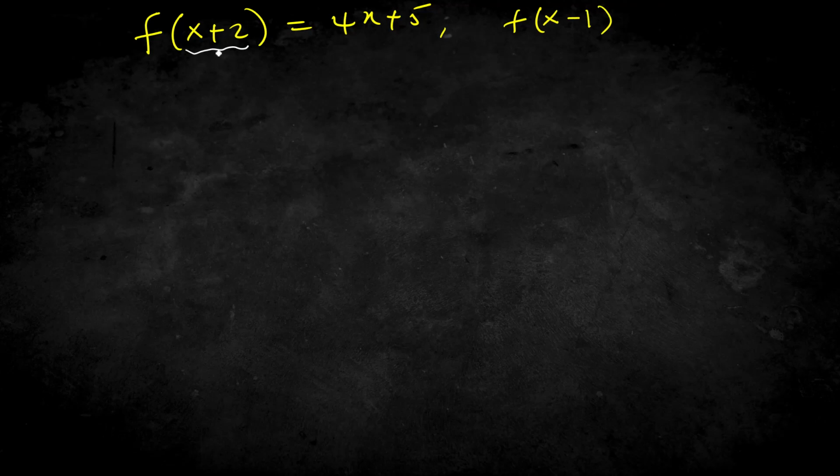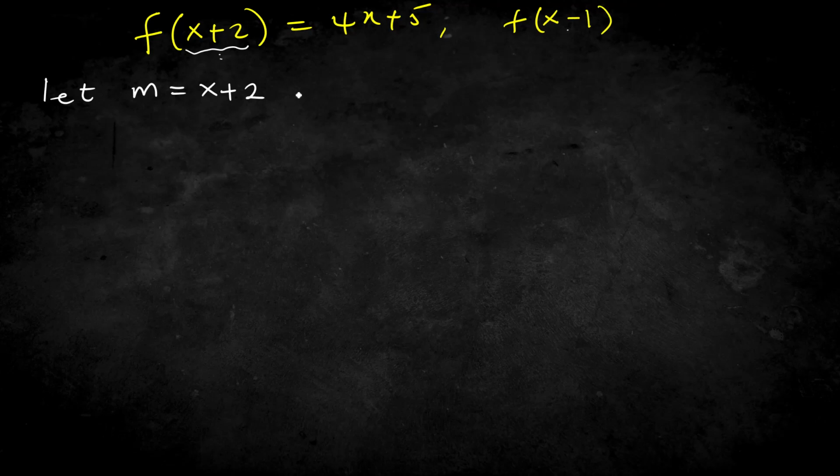Now, if this side is only one term, we can equate that term to this. But here we have two terms, x plus 2. It will be difficult. So what we are going to do is let a variable be that. So let m be x plus 2.